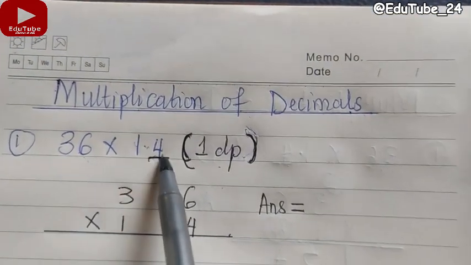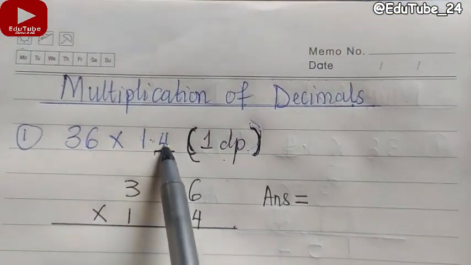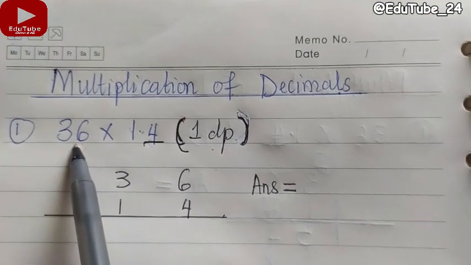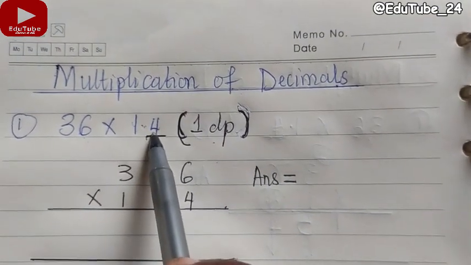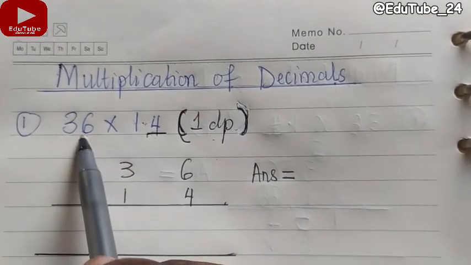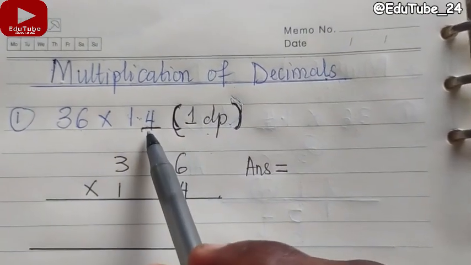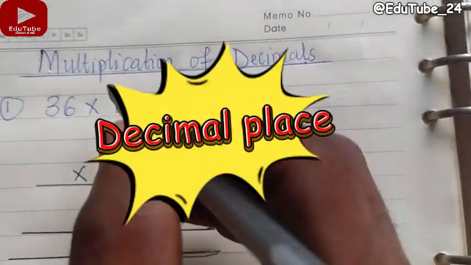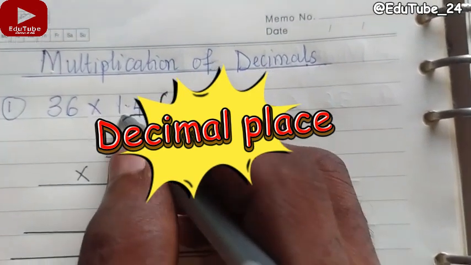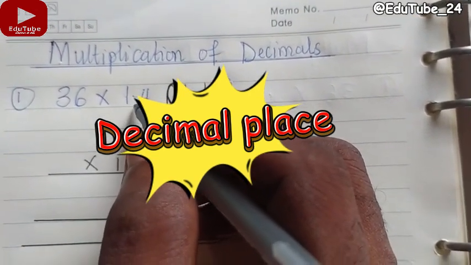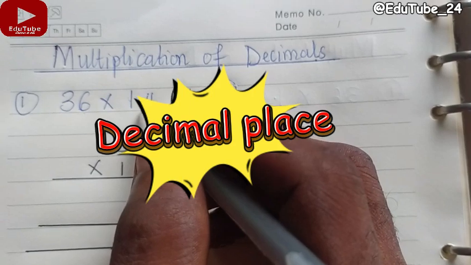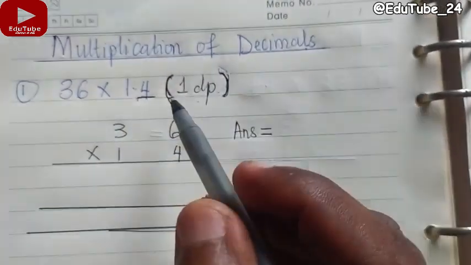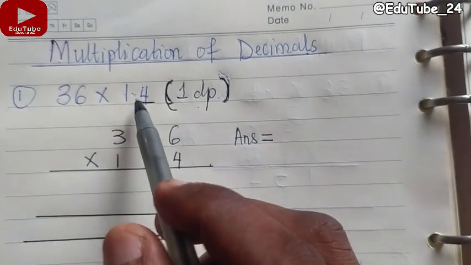36 times 1.4. 36 is our multiplicand and 1.4 is our multiplier. To solve this problem, the first thing we need to consider is the place value of the decimal number, which is 1.4. 1.4 is our multiplier, and it is the decimal number in this problem. So we'll consider the decimal place of 1.4.